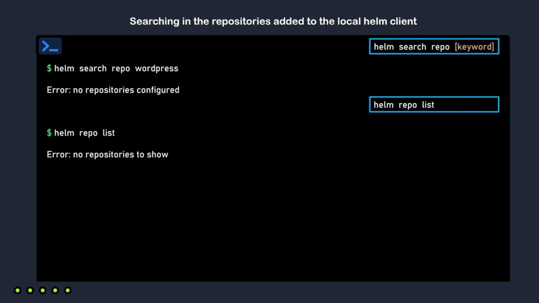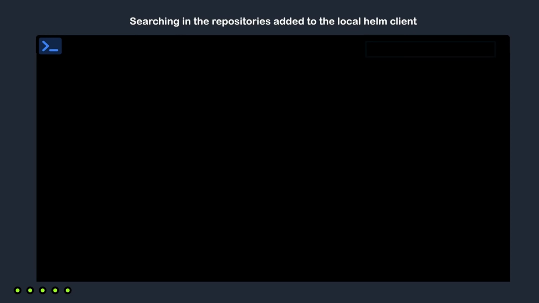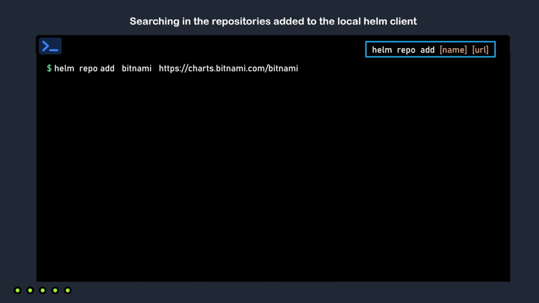So first of all, we need to add some chart repositories to our local Helm client. To add a chart repository, we execute the helm repo add command, followed by the name that we want to give to the chart repository, followed by the chart repository URL. For example, to add the Bitnami repository to our local Helm client, we execute the helm repo add command, followed by the name that we want to give to this repository, for example, bitnami, followed by the chart repository URL.